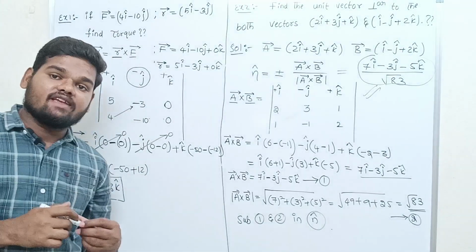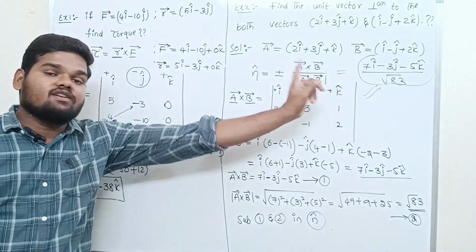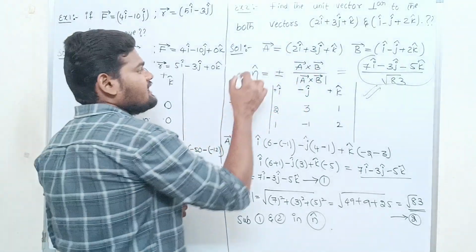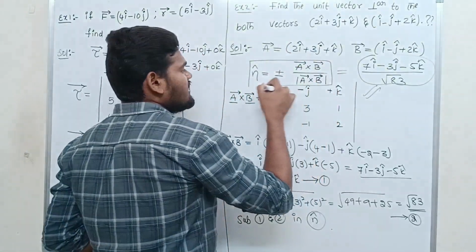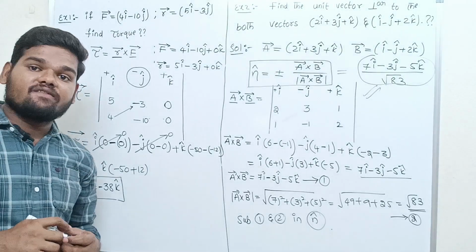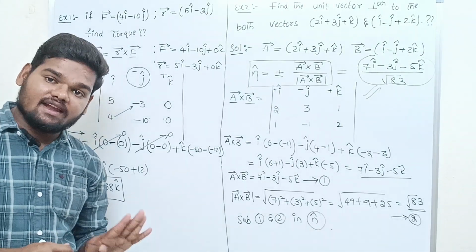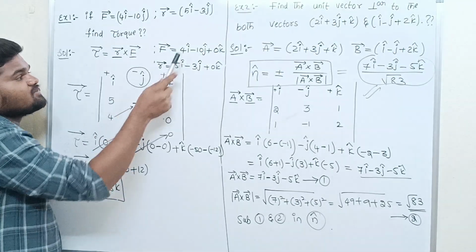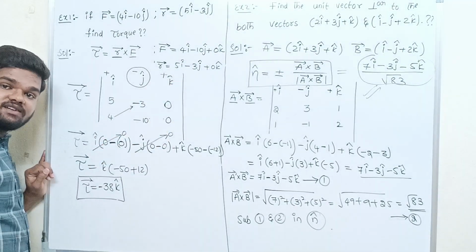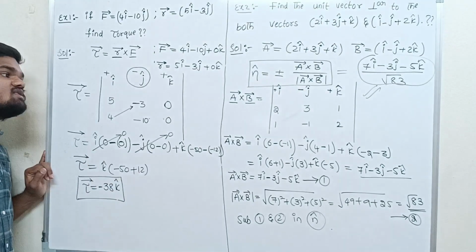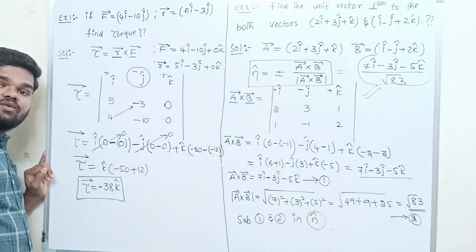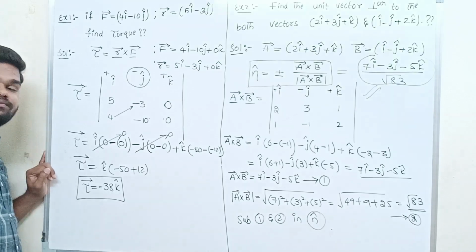Okay, so likewise you have to find the unit vector which is perpendicular to the given two vectors. What is the formula? n cap is equal to plus or minus a bar cross b bar by the magnitude of a bar cross b bar. Any problem? I hope you have learned how to do the cross product of two given vectors. Just pause the video and write the solutions. 3, 2, 1, go.